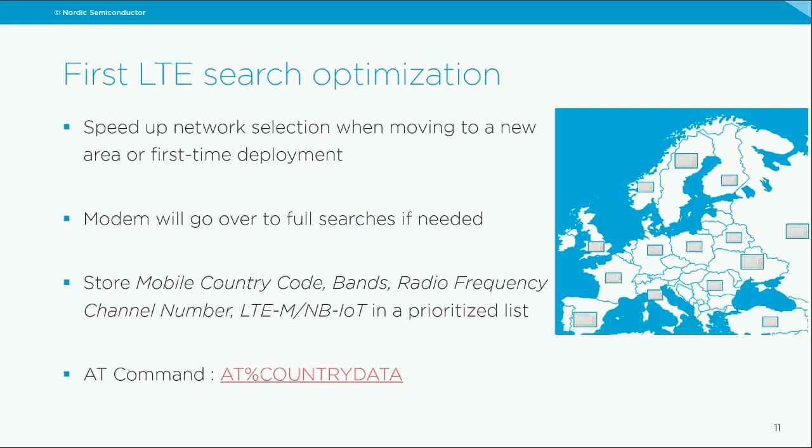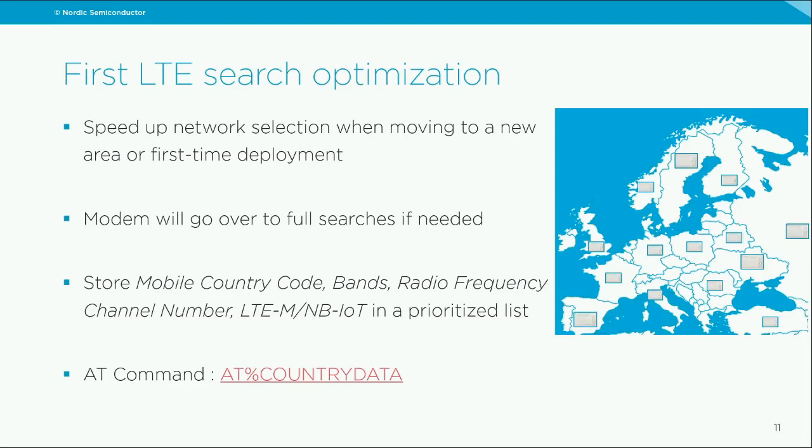So first, to the power optimization features. This first feature is very specific to first LTE search optimizations. This means that you can speed up the network selection when moving to a new area, for example, or for first-time deployment of the nRF9160 device.